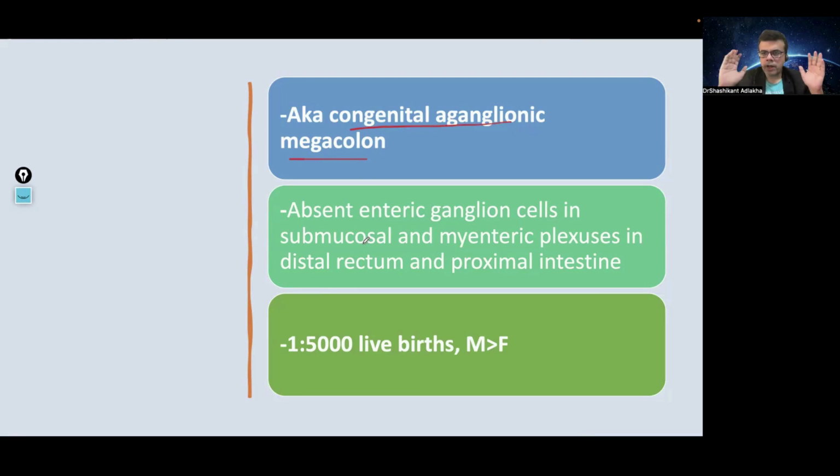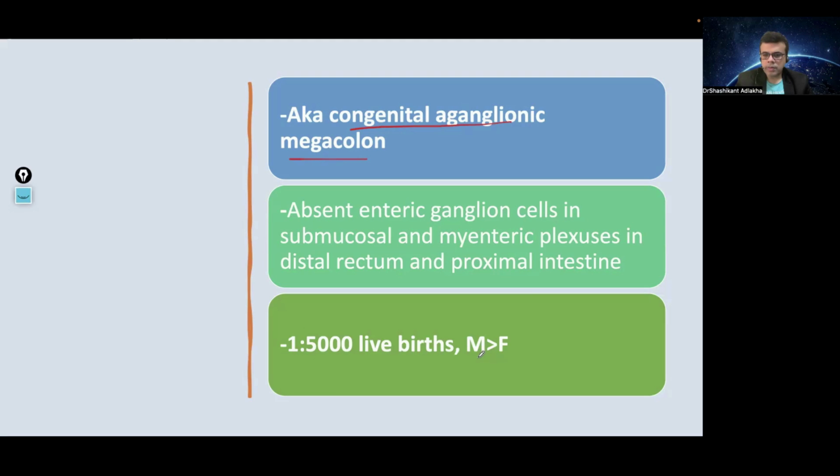There is absence of enteric ganglion cells in both the submucosal and myenteric plexus. Both are absent. So ganglion cells should be absent in both places, the submucosal plexus as well as the myenteric plexus. It is more commonly seen in the distal rectum. The most common site involved is the distal rectum. Sometimes it can involve a variable portion of the proximal intestine as well. Sigmoid colon and rectum are commonly involved regions.